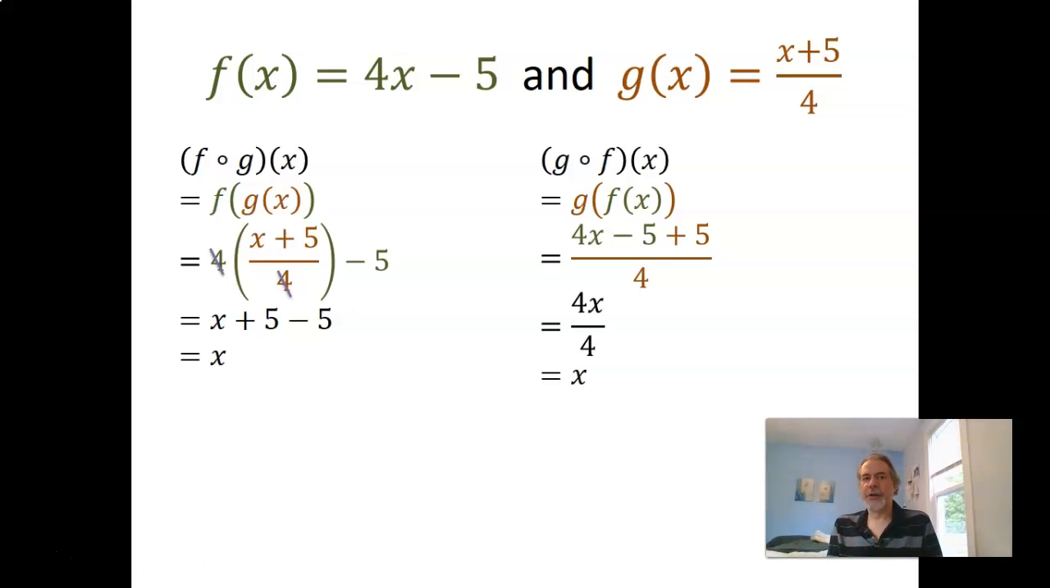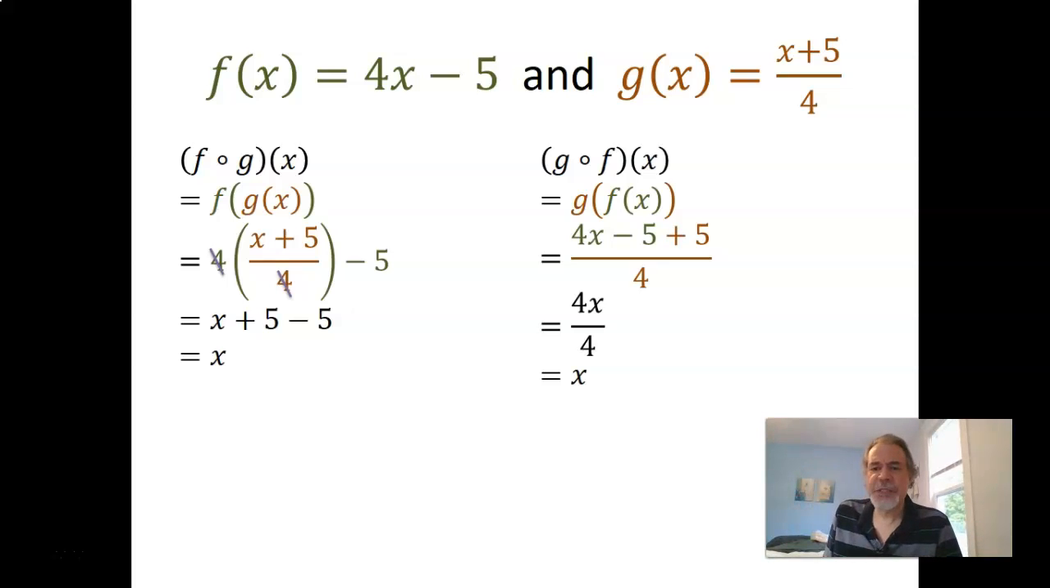Notice what's going on here. F of g of any number is just that number. And g of f of any number is just that number. That means we can start with any number for x and put it into one of these functions, take what we get out and put that into the other function, and we're back where we started.